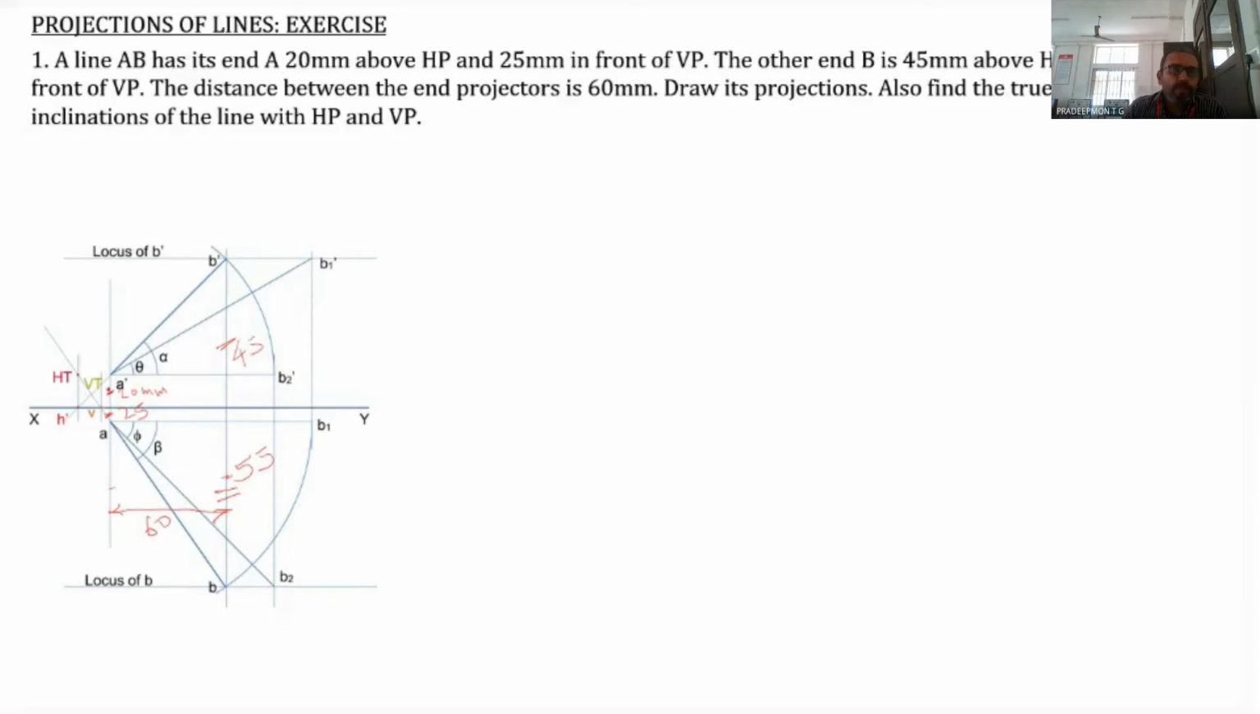So first, you have to draw the XY line. For all the drawings that we are doing, the first step is to draw the XY line. So first we draw the XY line and mark X and Y. Now we have the distances of A dash and A from the XY line. So we draw a perpendicular line to the XY line and mark A dash as well as A. A dash is 20 millimeter above the XY line and A is 25 millimeter below the XY line.